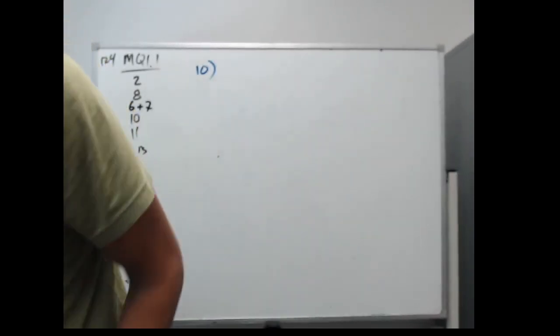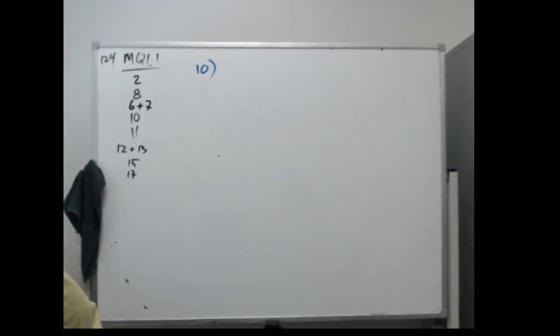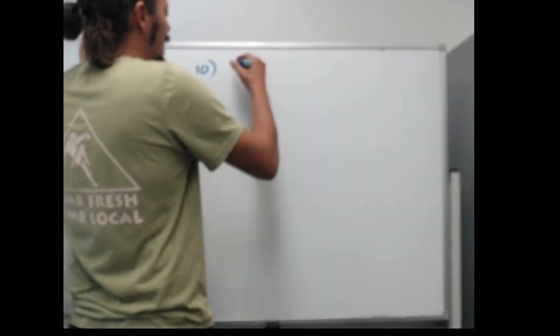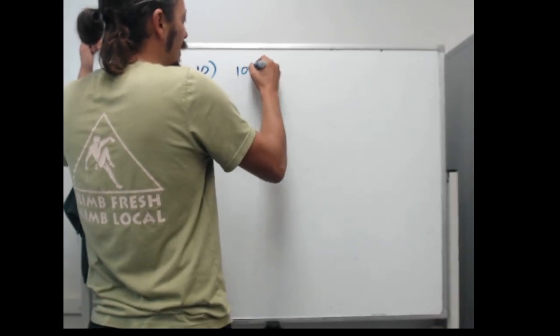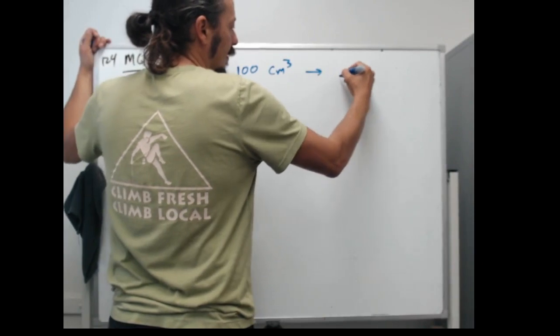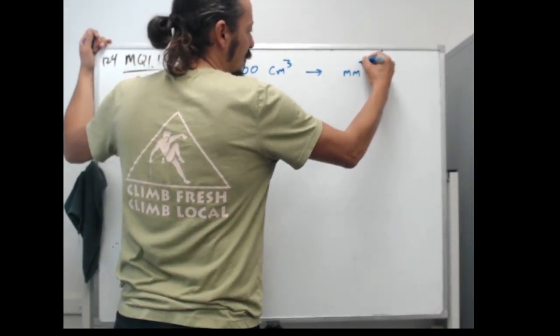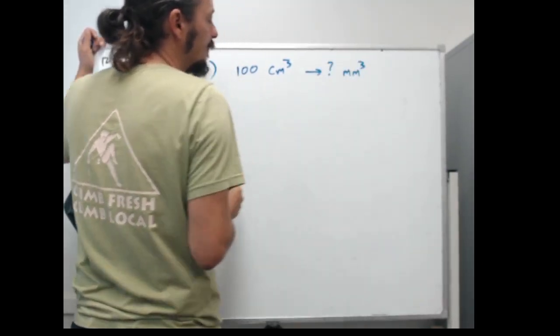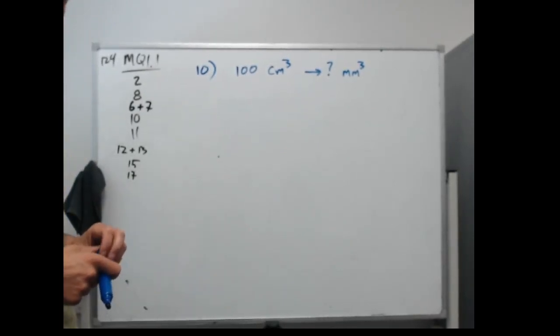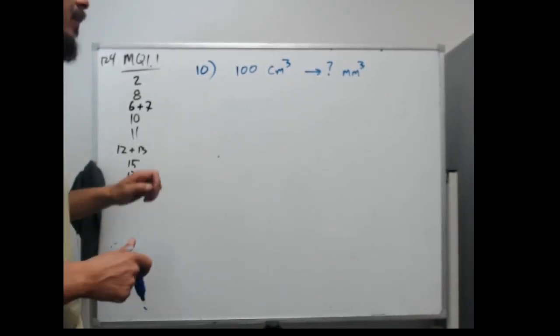So number 10 says, how many cubic millimeters are there in 100 cubic centimeters? So we have 100 cubic centimeters, and we want to know how many millimeters cubed that is. It's not just a factor of 10, right? And that's the part that really messes with people.